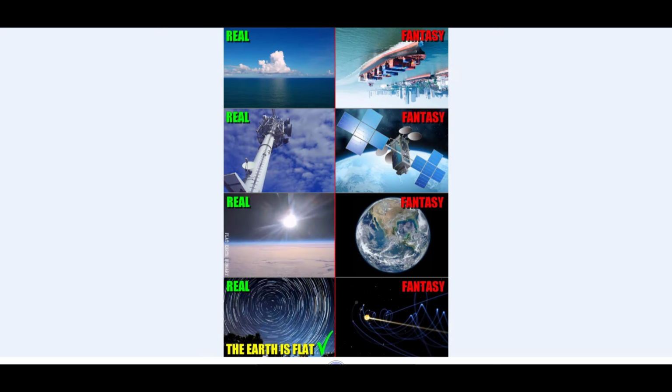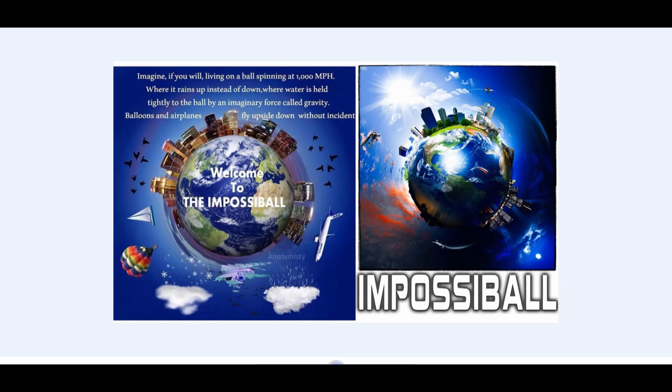Awesome space. So this is 4 pictures between reality and fantasy. Real fantasy with water and the ships. Real fantasy with the towers for communication and the satellites. Real fantasy space. And real fantasy, the star trail, the stars, and how the movement. It's awesome stuff, right? Let's see.